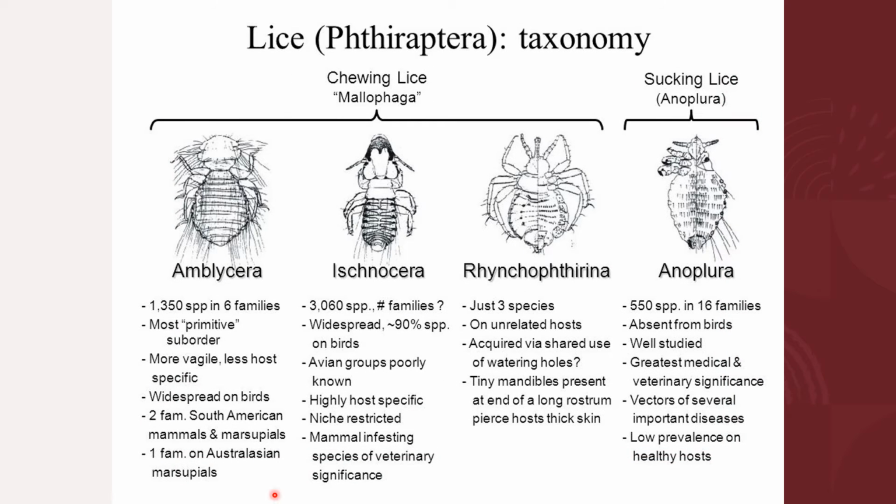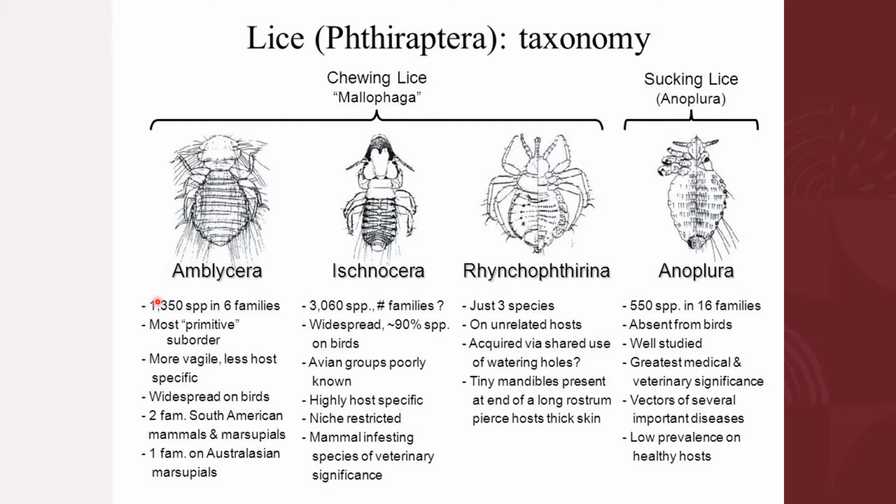This diagram shows the taxonomy of the order Pteroptera. As you can see, the order is mainly divided into the chewing lice, or the Mallophaga, and the sucking lice, or the Anoplura. Some authors refer to Mallophaga as a suborder, and some refer to it as a section. Under the Mallophaga, we have 3 groups, also referred to in other references as suborders: the Amblycera, Ischnocera, and the Rhynchopterina.